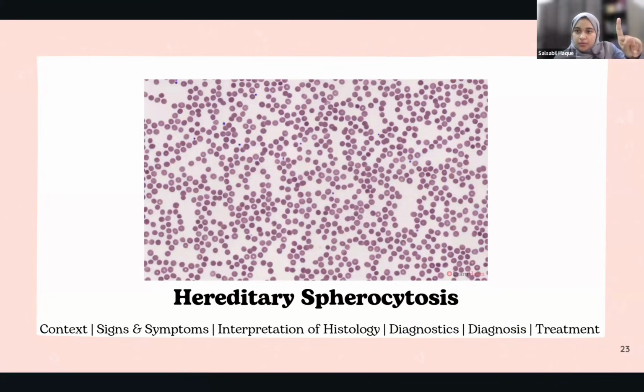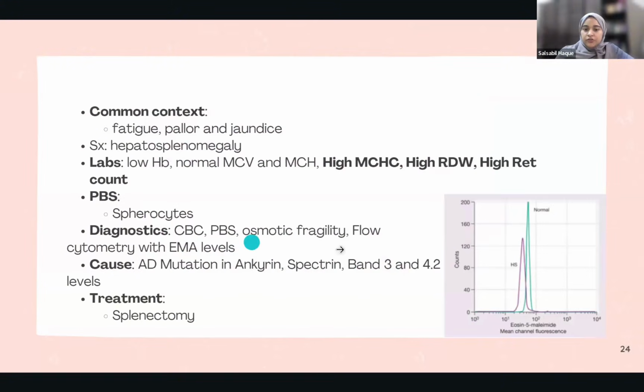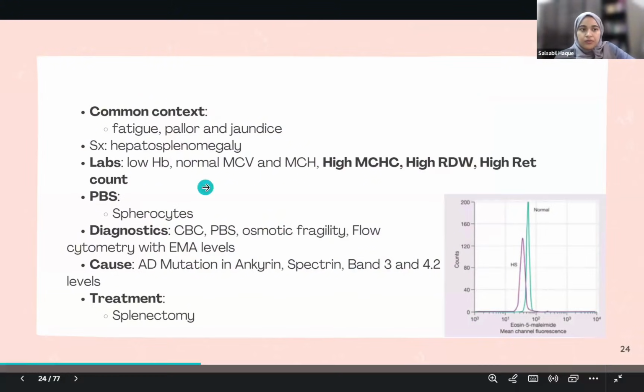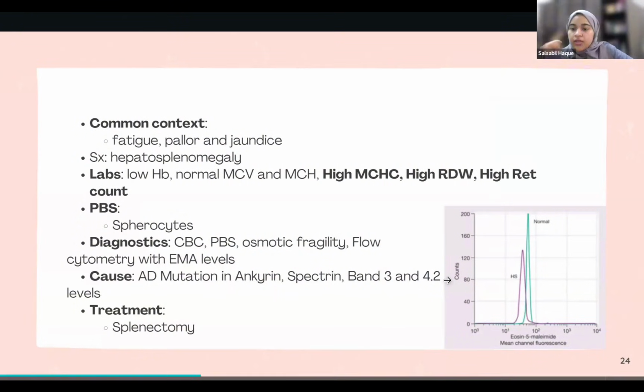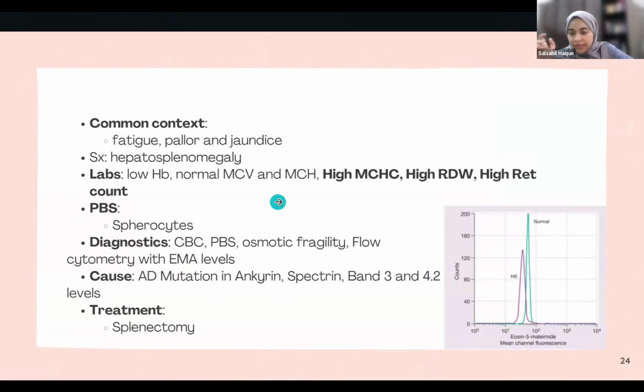Okay, so it's an autosomal dominant mutation in, you have to remember, three specific proteins. It's going to be ankyrin, spectrin, band 3, and 4.2. Okay, so this is very important to remember in the context of hereditary spherocytosis. And you do something called the osmotic fragility test and flow cytometry with EMA levels.